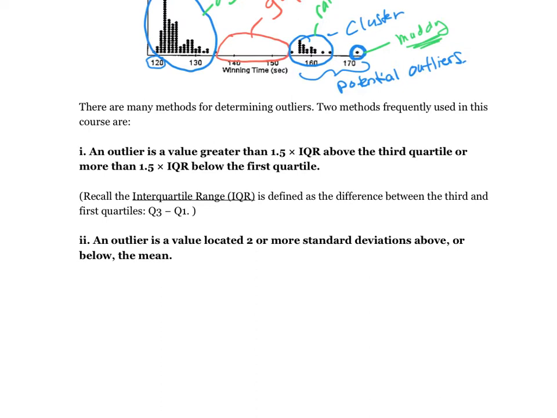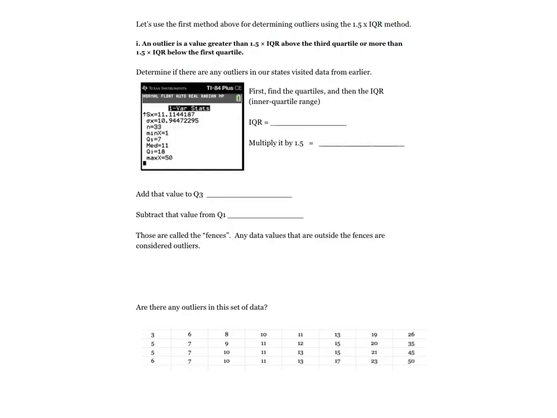The second type of outlier is a value located 2 or more standard deviations above or below the mean. In that situation, we'll find the standard deviation for the data, double it, and then add that to the mean and subtract it from the mean, and any data values that are outside of those points would be considered outliers. Both of these are valid methods, and we should be familiar with both of them.